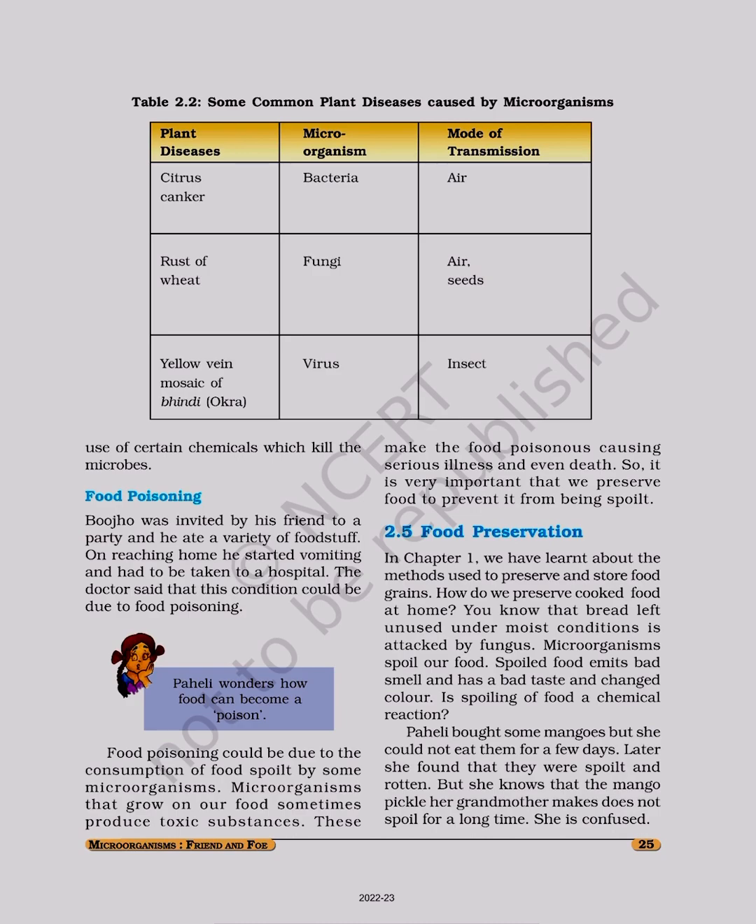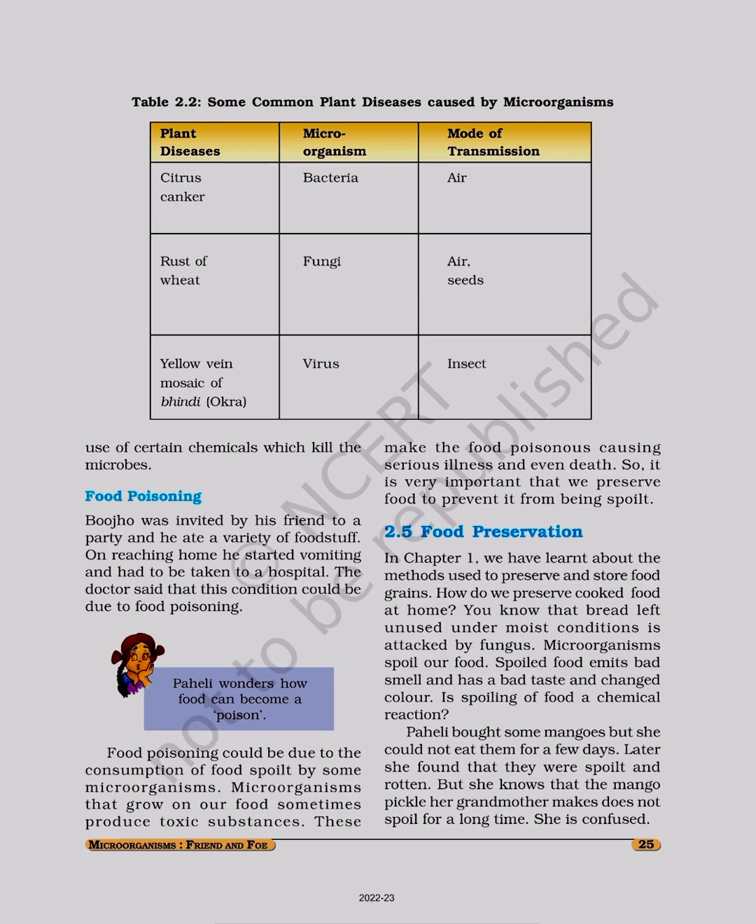Food poisoning. Bujo was invited by his friend to a party and he ate a variety of foodstuff. On reaching home, he started vomiting and had to be taken to a hospital. The doctor said that this condition could be due to food poisoning. Pahli wonders how food can become a poison. Food poisoning could be due to the consumption of food spoiled by some microorganisms.